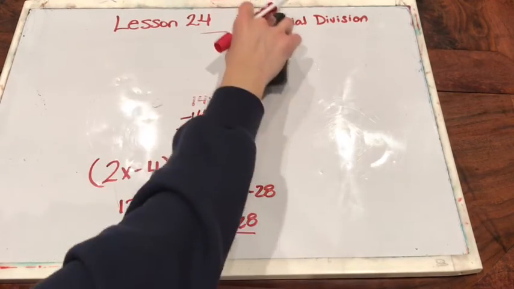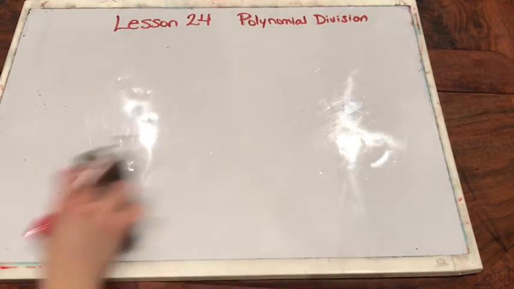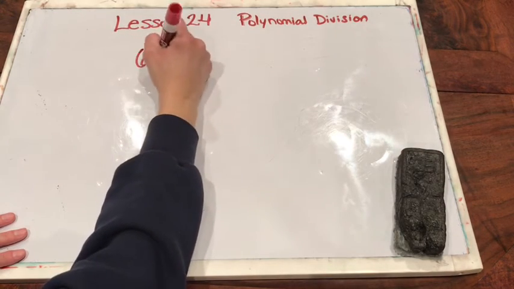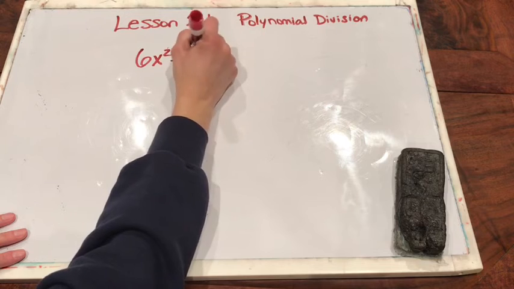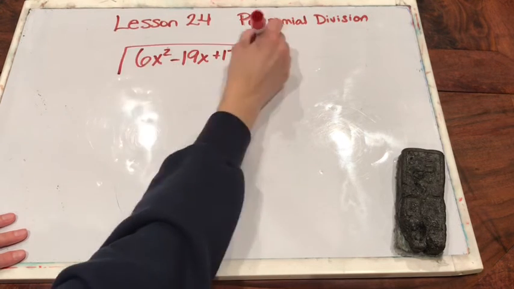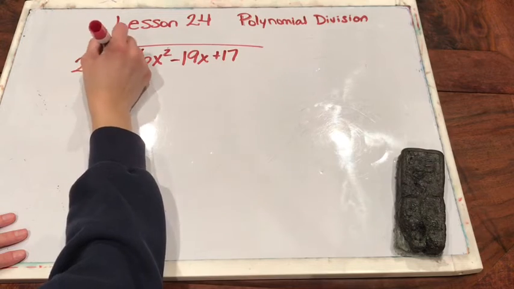Okay, we have 2 more examples. I realize that I skipped number 9. We'll go back to that after this last one. So example 12, we have 6x squared minus 19x plus 17 divided by 2x minus 3.